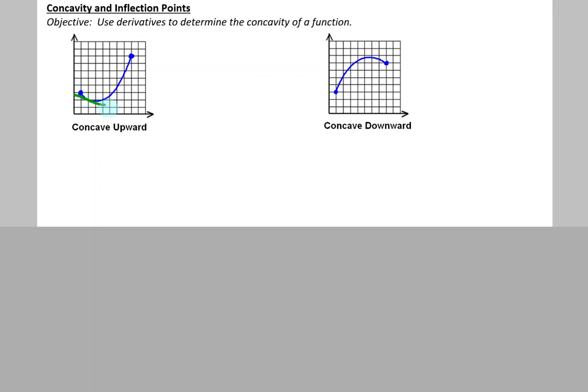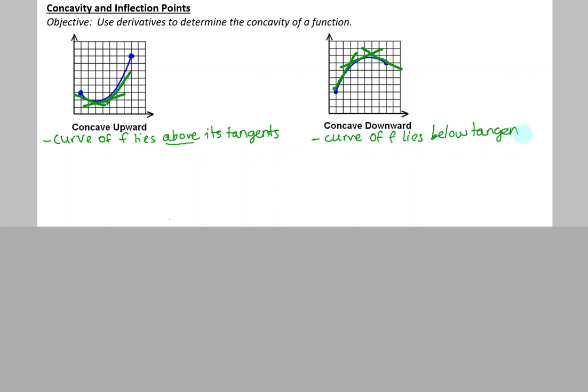For example, if I draw some tangent lines in this graph, notice that the curve always lies above those tangent lines, versus in a concave down graph, anywhere I draw a tangent line, the curve lies below its tangents. In concave up, the curve of the function, we'll call it f, lies above its tangents. In concave down, the curve of the function lies below its tangents.